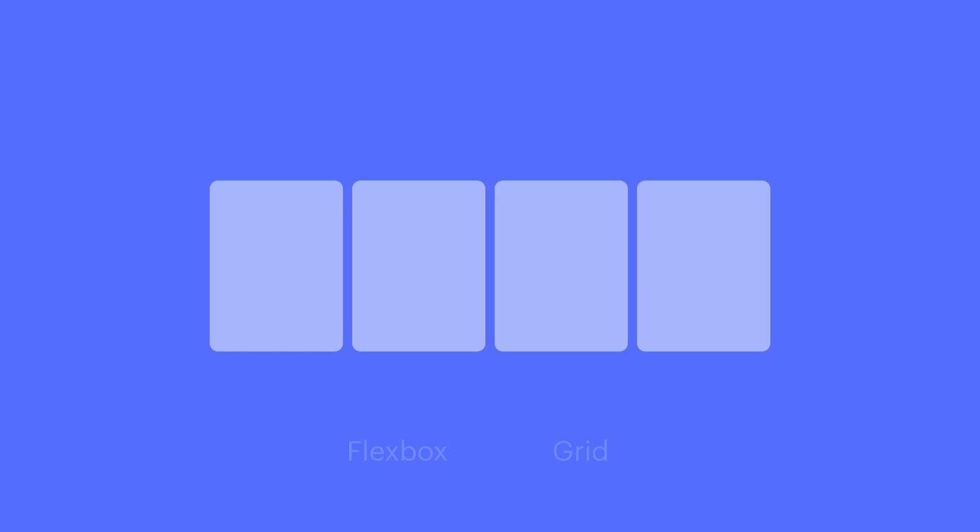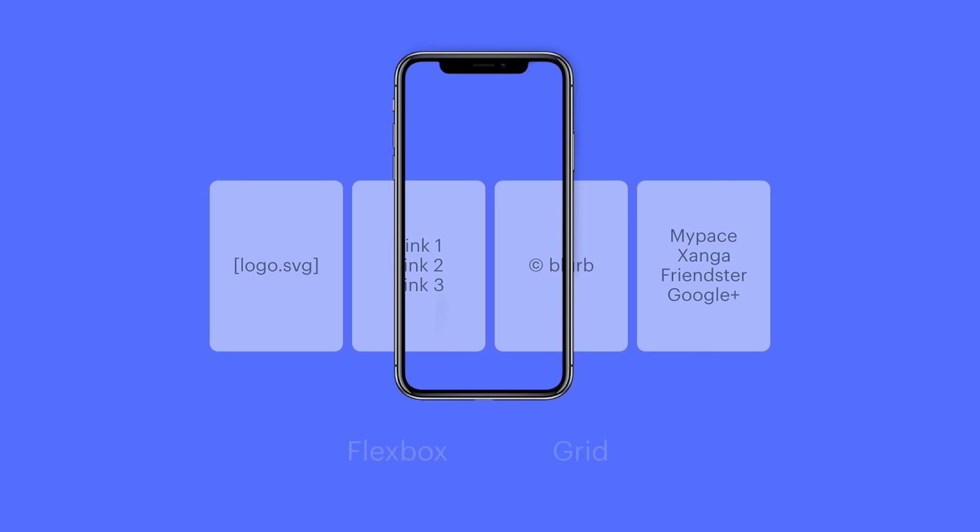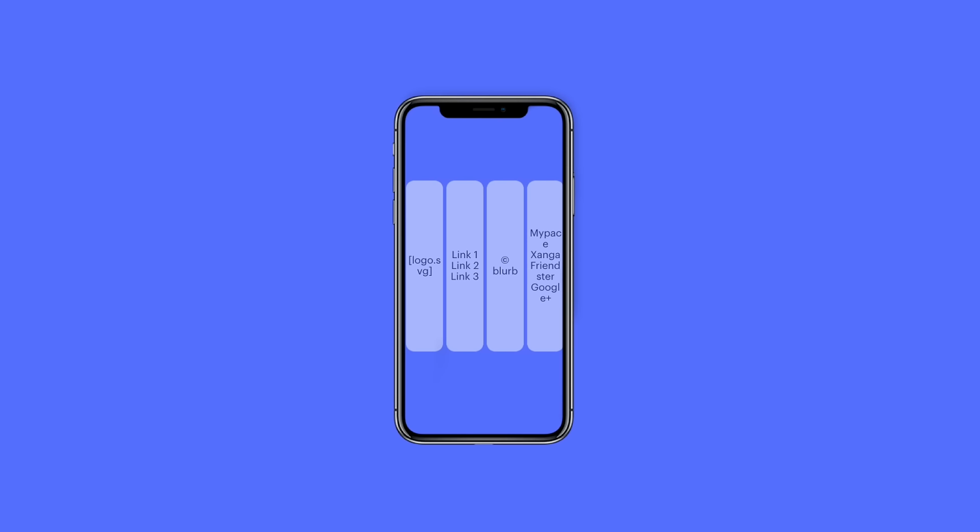Here's where it gets a bit more nuanced. What if we have a footer with 4 main pieces? Logo, navigation, copyright blurb, and social buttons. Well, it's one directional, but what about on a phone? That's a lot to scrunch into such a narrow viewport.